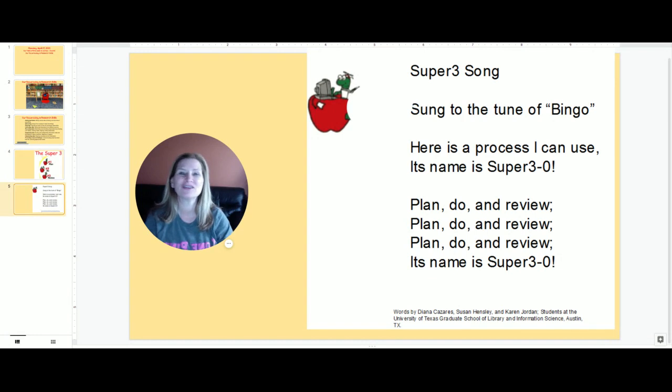So when you guys are looking for information or you're just wanting to solve a problem or get to know something new that you haven't learned before, think of those three steps.